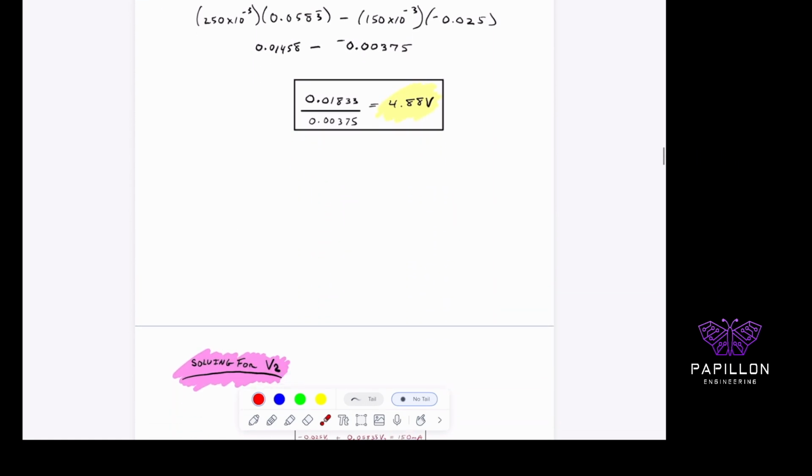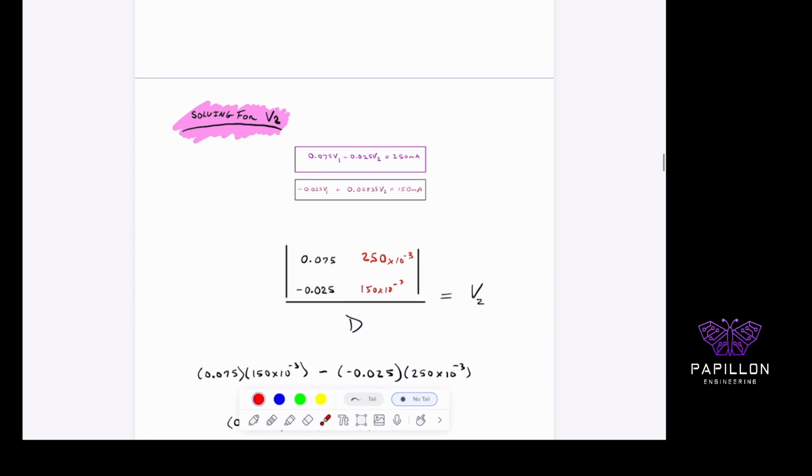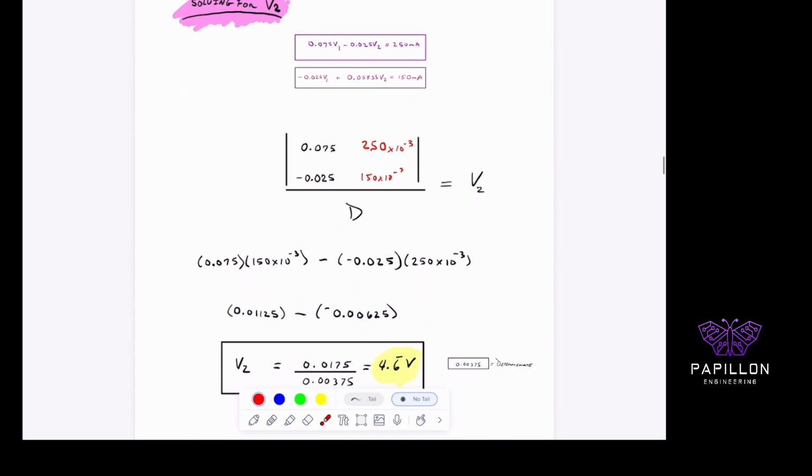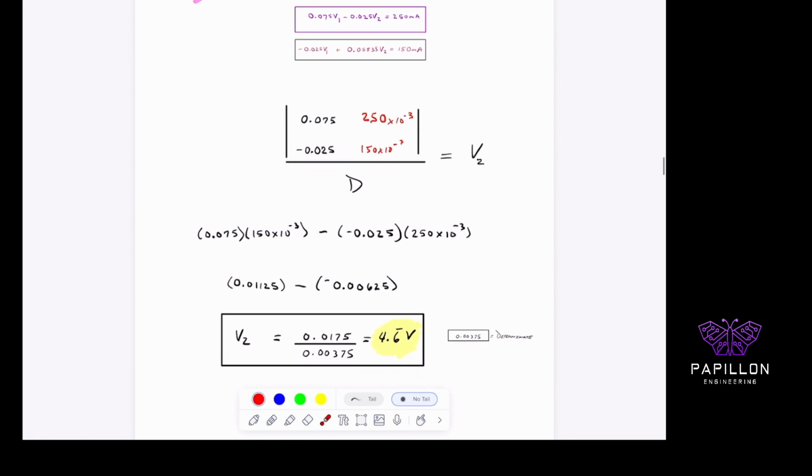And I repeat this process again if I would like to solve for V2. Now I'm going to take the matrices that I had before, and in its place to solve for V2, I now put my solution of 250 and the 150 milliamps into this column of my matrix. And I do what I did earlier: cross multiply these two, subtract it from the cross multiplication of these two. Again, go over Cramer's rule to see how to solve this mathematically. It's more convenient and it's kind of fast. And you get back a value of V2 to be 4.6 repeating.